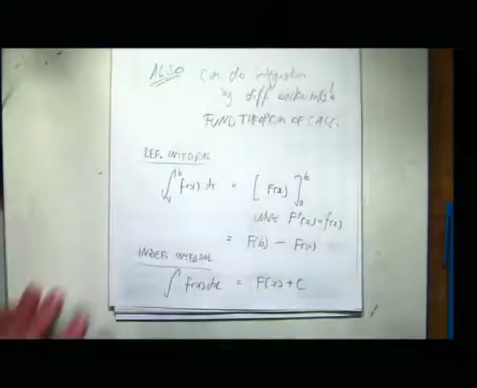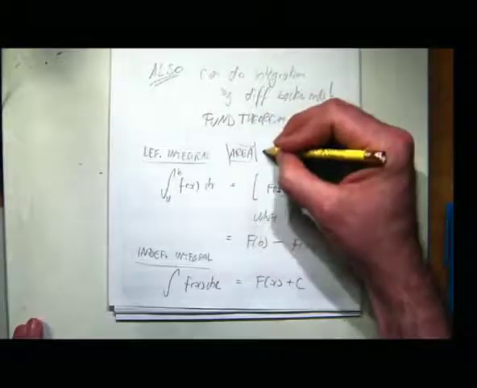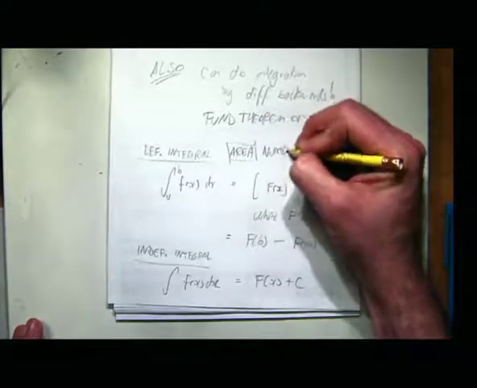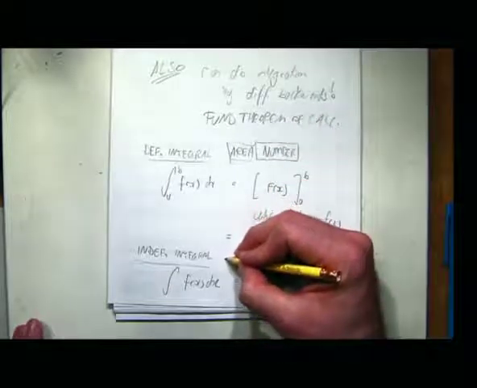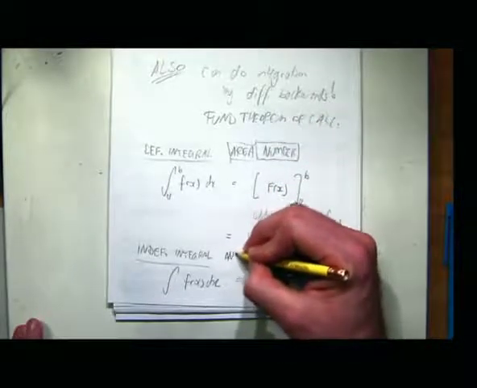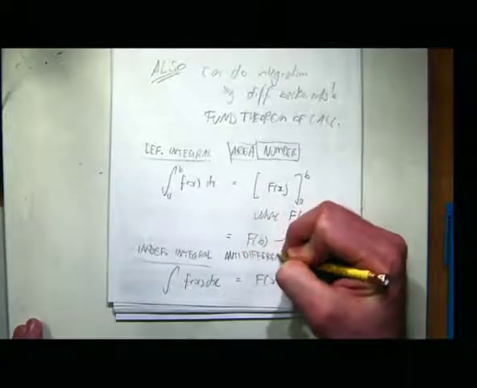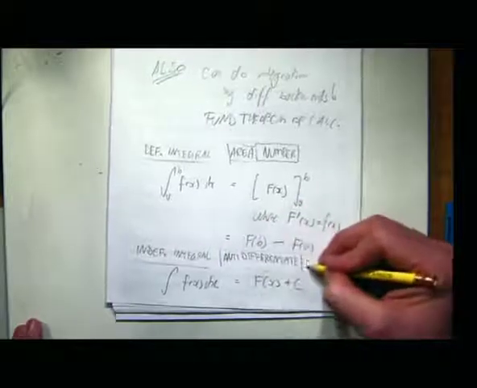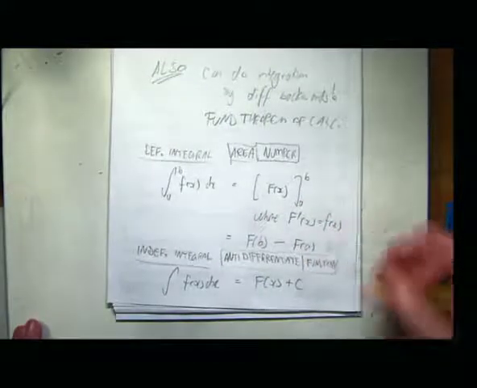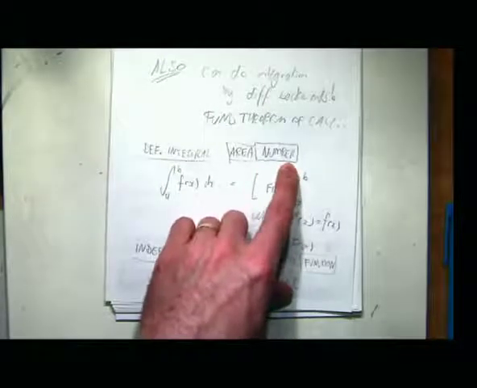So the goal of this one is to find an area, which means the answer is a number. And the goal of this one is to undifferentiate, or some people call it anti-differentiate. And the answer is a function. Okay, so the answer is a function formula. This one, the goal is an area, and the answer is a number. So that's the idea behind it.